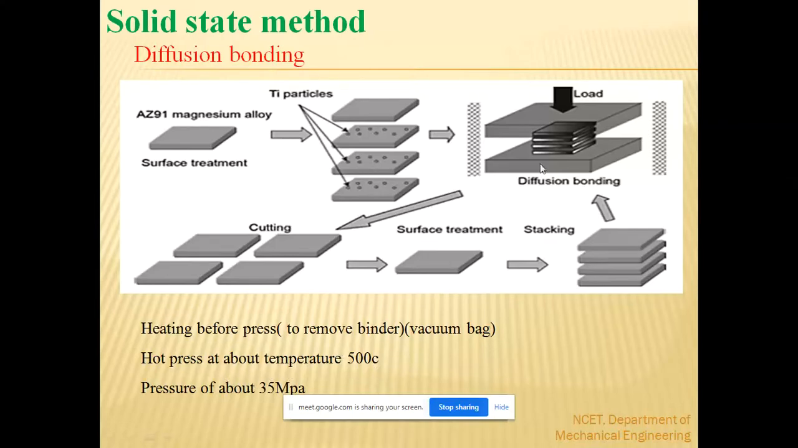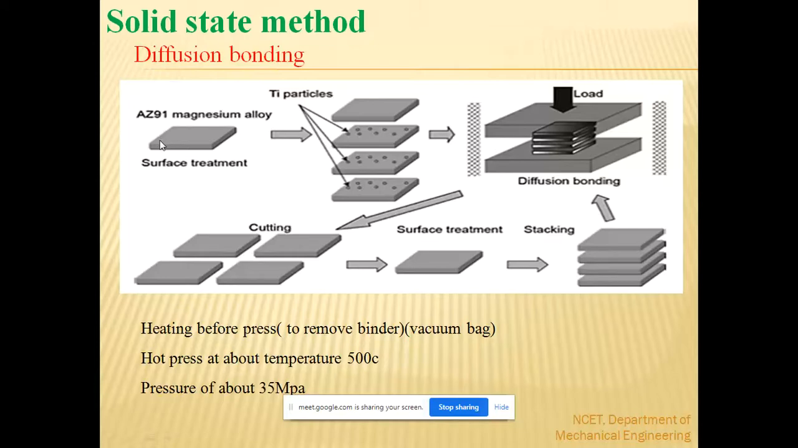What happens if you give the load? One layer and another layer start combining, compacting, diffusing, and bonding to one another. Then we get the required thickness. After that, we remove it from here and cut it into different shapes and sizes. That was the process of diffusion bonding.